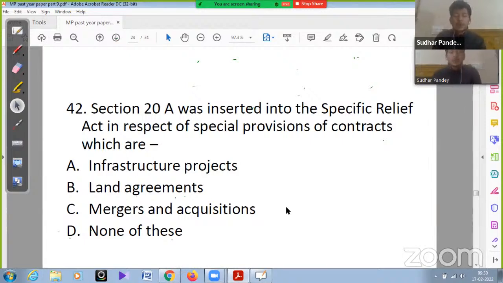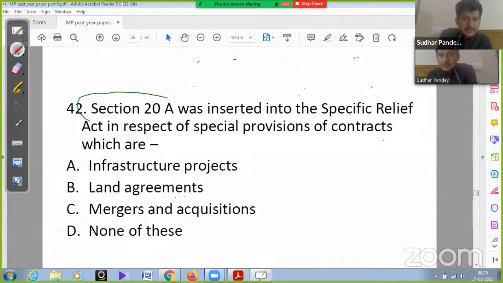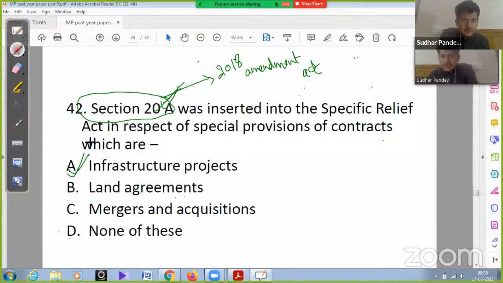Question number 42. Here, see, section 20A has been added by the Amendment Act of 2018. Section 20A, this particular provision was added by the 2018 Amendment Act, right? So section 20A is talking about infrastructure project. So 42, its correct answer will be A for Ahmedabad. I hope it is clear to all of you.